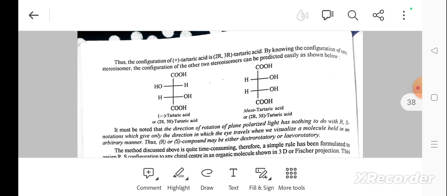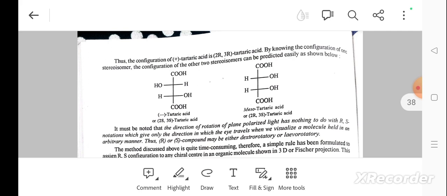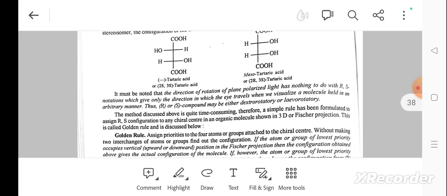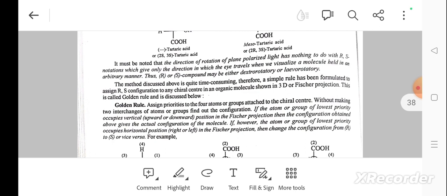Thus, the configuration of positive tartaric acid is 2R, 3R tartaric acid. By knowing the configuration of one of the stereoisomers, the configuration of the other two can be predicted easily, as shown below. It may be noted that the direction of rotation of plane polarized light has nothing to do with R and S notation, which gives the direction in which the eye travels when we visualize a molecule held in an arbitrary manner.